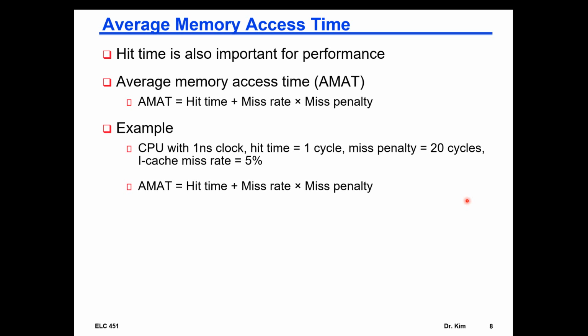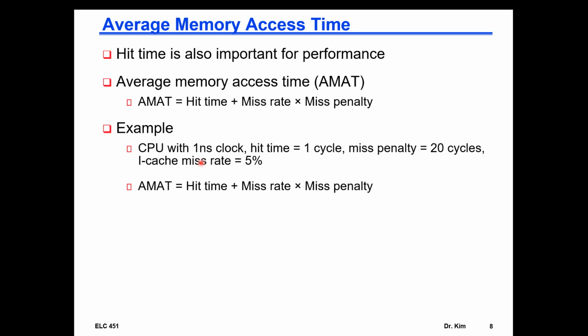So as an example, if you have a 1 gigahertz CPU, that would be 1 nanosecond clock time, and that would be the hit time. So we're assuming that the level 1 cache is keeping up with the CPU. But then if you have a miss, you have to go and get the block from either level 2 or main memory. And let's say that that takes 20 cycles. And just for the instruction side, because we know that we have split instruction and data caches, we have a miss rate of 5%.